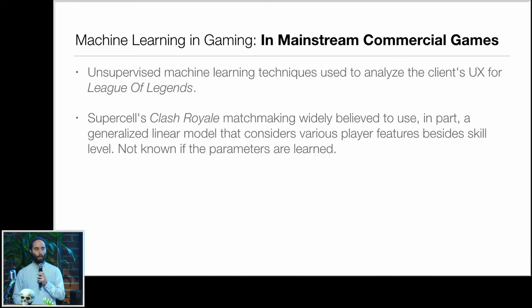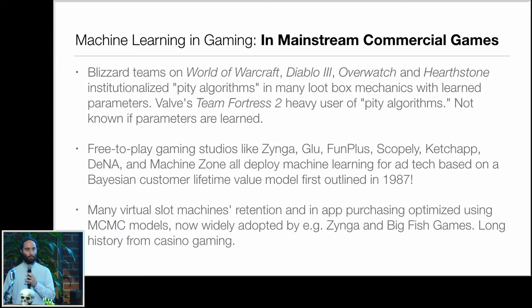Something like League of Legends uses some kind of unsupervised machine learning, a very sophisticated technique to analyze the client that downloads a copy of your game. Clash Royale matchmaking is widely believed to use a system that's more sophisticated than just your skill. And when it comes to ad tech or making money, this stuff really shines. It's not really of interest to us, but this is really in the commercial gaming space.